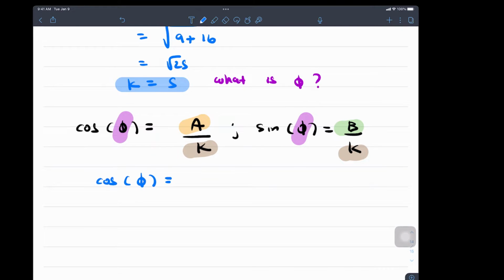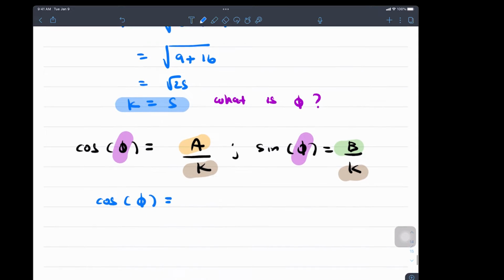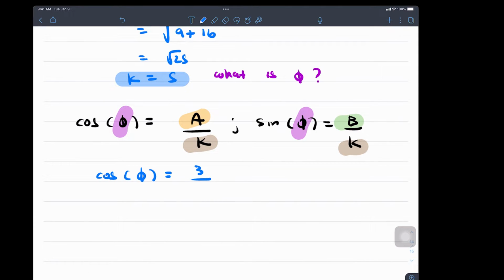Cosine phi. What's A? 3. What's K? 5. And what else do we know? Sine phi is what? 4/5. Aren't they both positive? So phi is in quadrant 1. Is that right? All students take calculus?